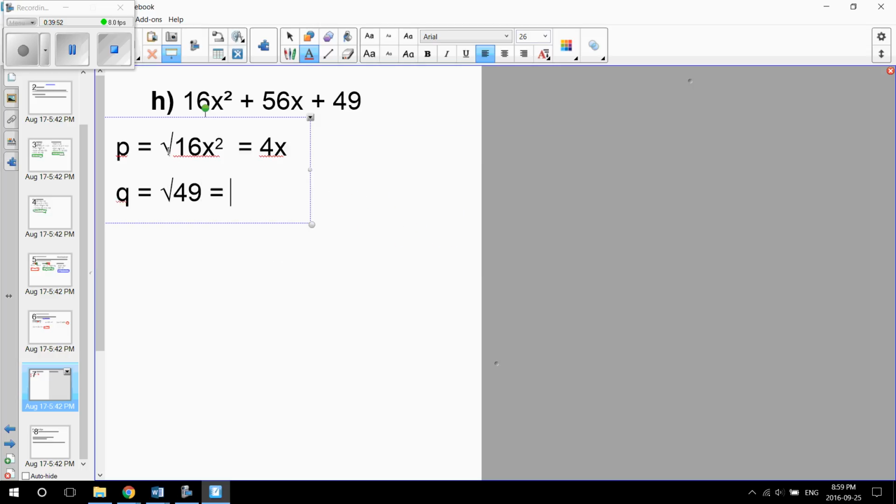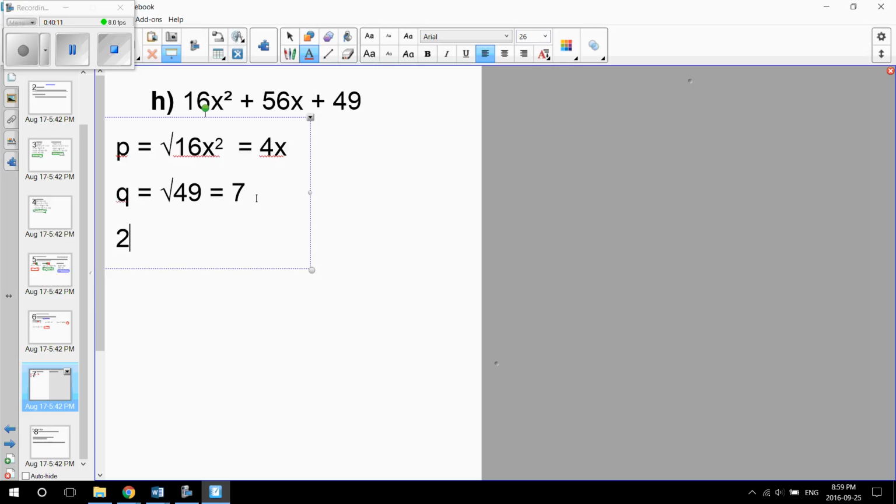And again, when we're square rooting these, just like with the difference of squares, they have to square root to a nice number. As soon as we do a square root and we get something that has decimals in it, we know that it's not going to be one of these special cases. So the square root of 49 gives us a 7.